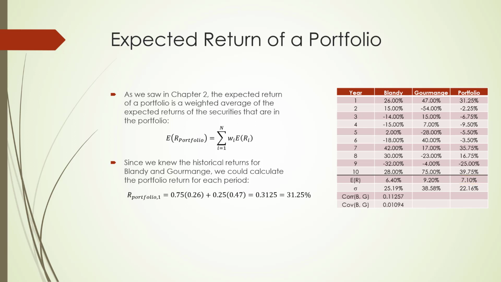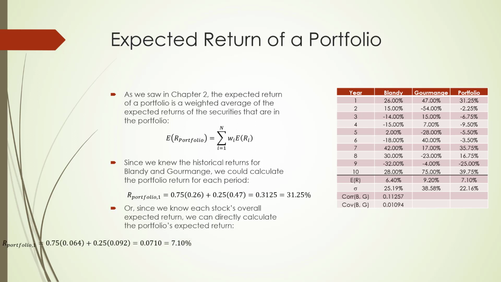Now, there's an easier way to do this, because presumably we already know the expected return on Blandy and the expected return on Gourmand. So we have 6.4% and 9.2%. If we calculate a weighted average of those expected returns, as the equation says, we should get the same 7.10%. And that's exactly what we see here.